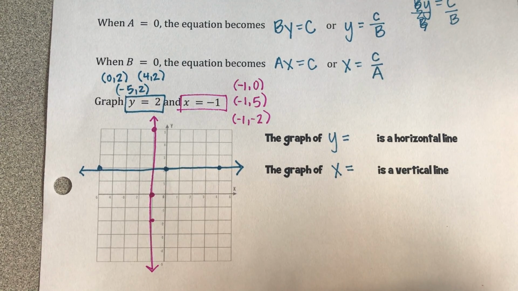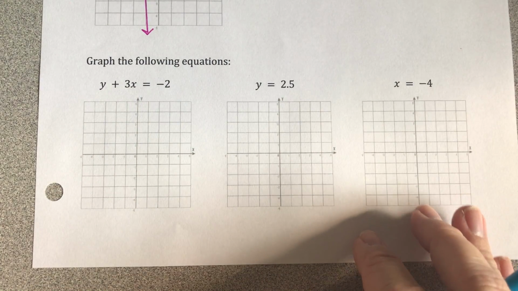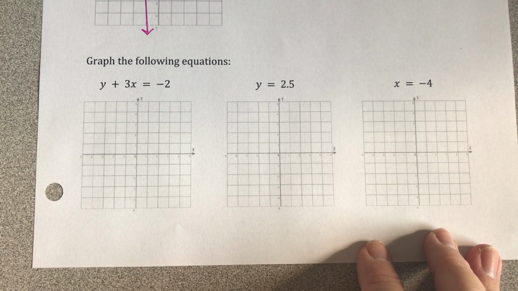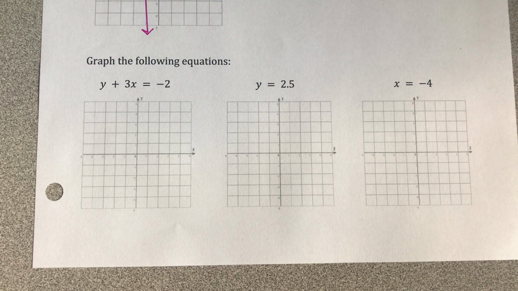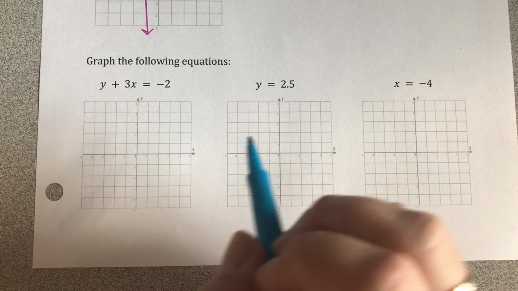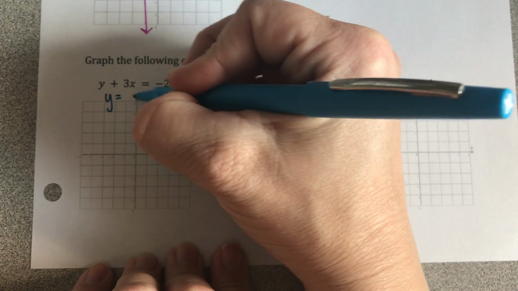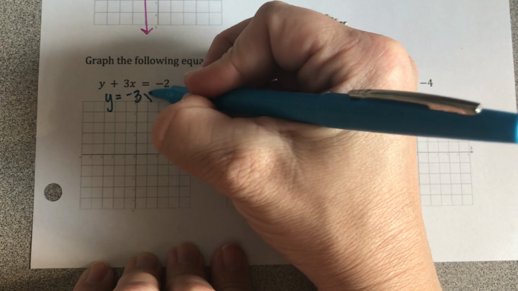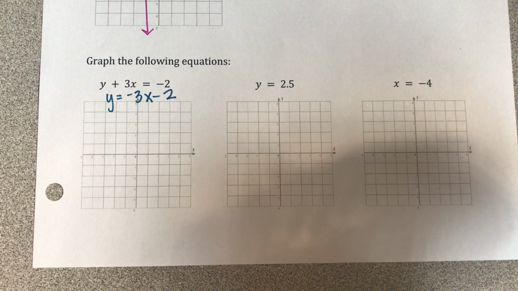Questions on that? Okay, so let's look down. It says graph the following equations. So we have y plus 3x equals -2. So I'm going to go ahead and solve this for y. That's going to give me y equals, I'm going to move that 3x over here, -3x minus 2.